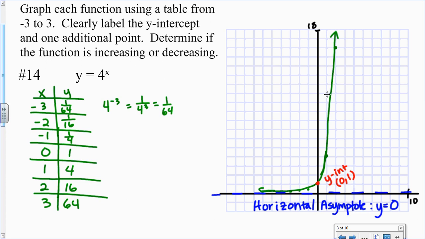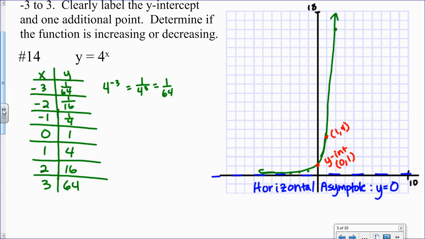It says clearly label one other point. We have several labeled graphed, so it doesn't matter. I'll just pick 1, 4. Okay, determine if it's increasing or decreasing. So if you read this from left to right, is the graph going up or down? Up. You can also look in your table. As x goes up, your y values go up. So it's increasing. Another word for that with exponential functions is growth. Exponential growth.